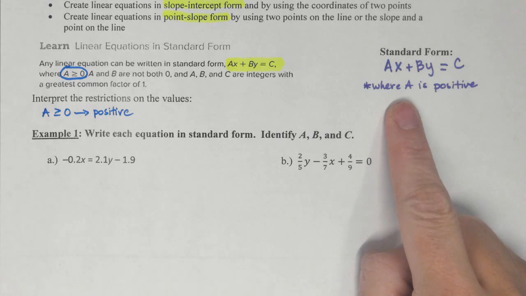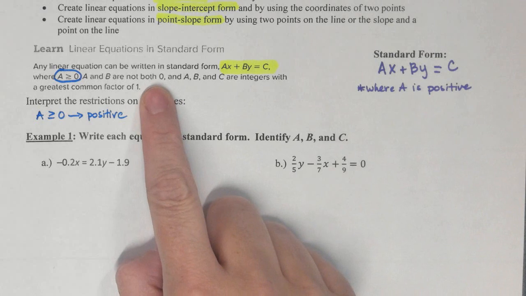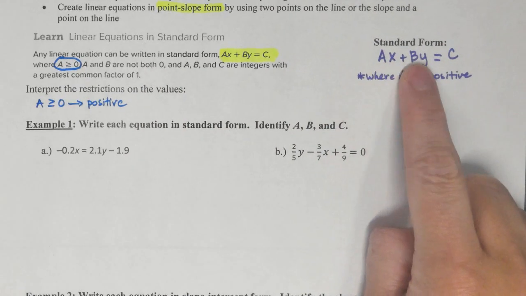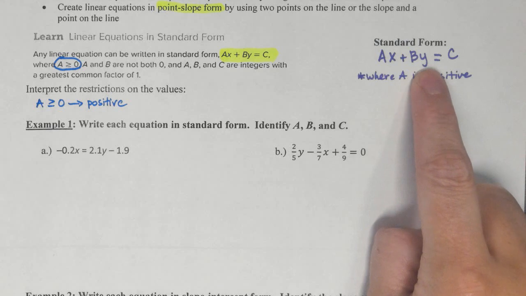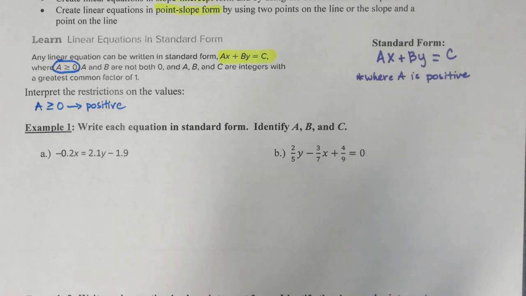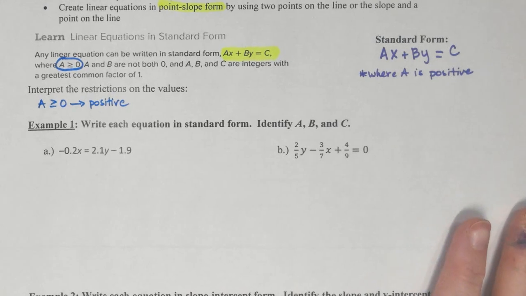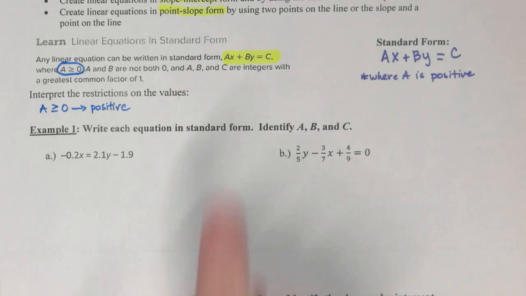Good. Okay, now it says a and b are both not 0. That's just because if a and b were both 0, you wouldn't have an x or a y. Okay, you wouldn't have an equation, a linear equation there. So that's not something that we'll have to worry about. And then it says a, b, and c are integers with the greatest common factor of 1. Now, I know sometimes we just kind of glaze over that information. Today we're going to dive a little bit deeper into it.